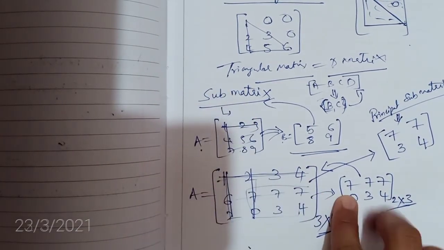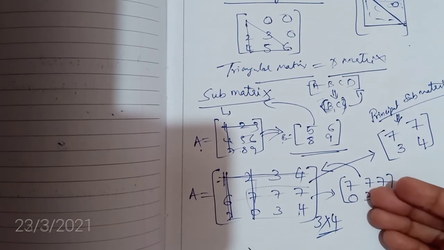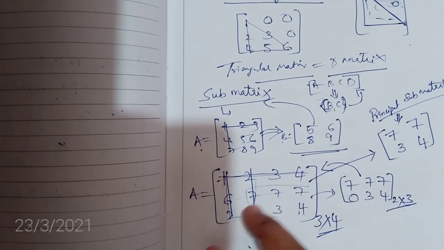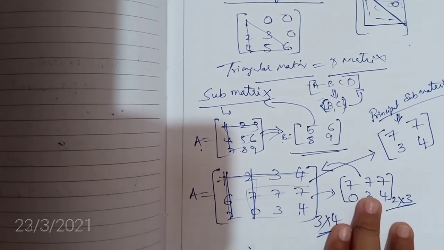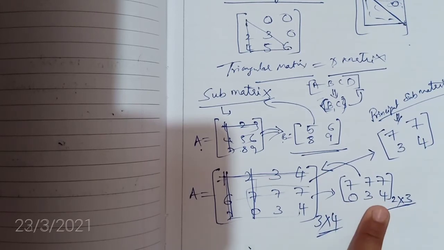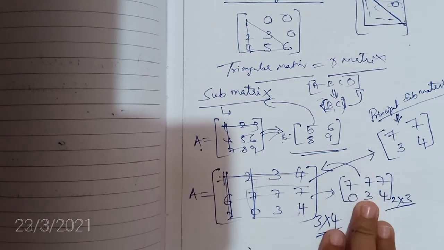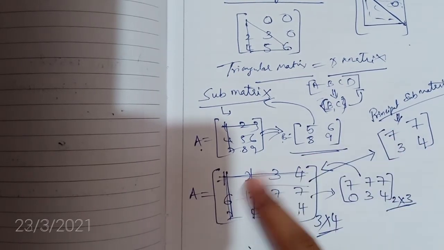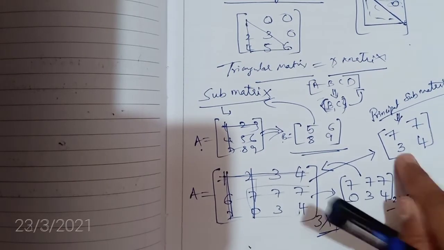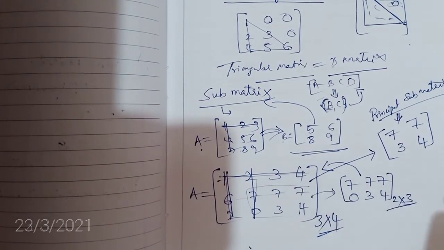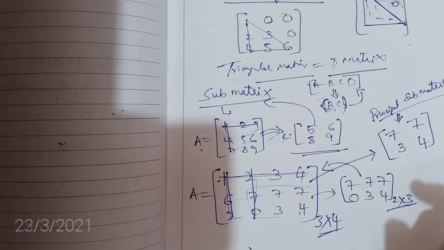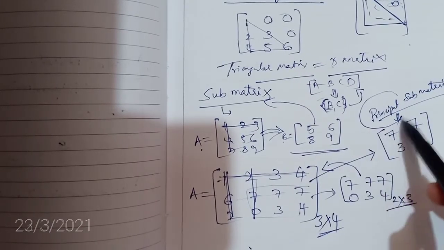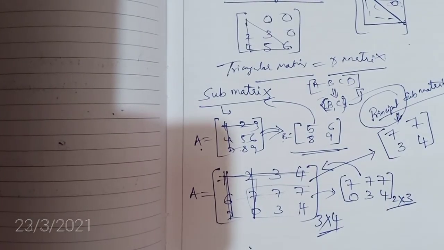Submatrix means you can obtain a matrix by eliminating any number of rows and any number of columns. That matrix may be a square matrix, may not be a square matrix. But if the submatrix which you obtain by eliminating rows and columns is a square matrix, you have obtained a square submatrix, then that is known as a principal submatrix. Okay, I hope you have got this.